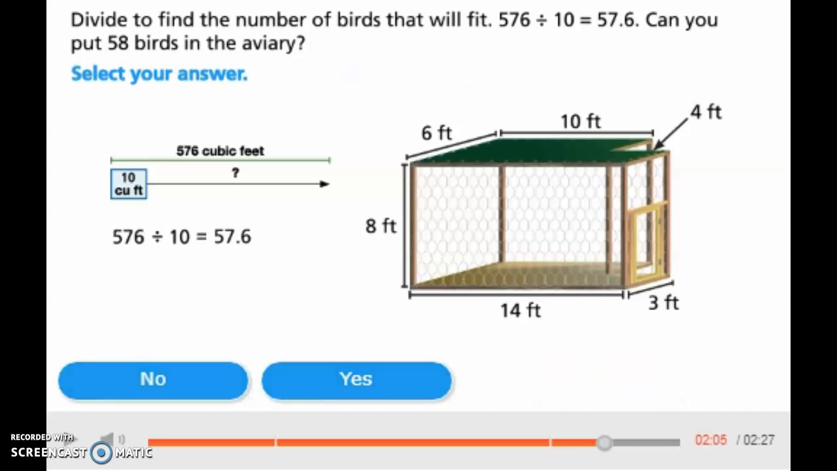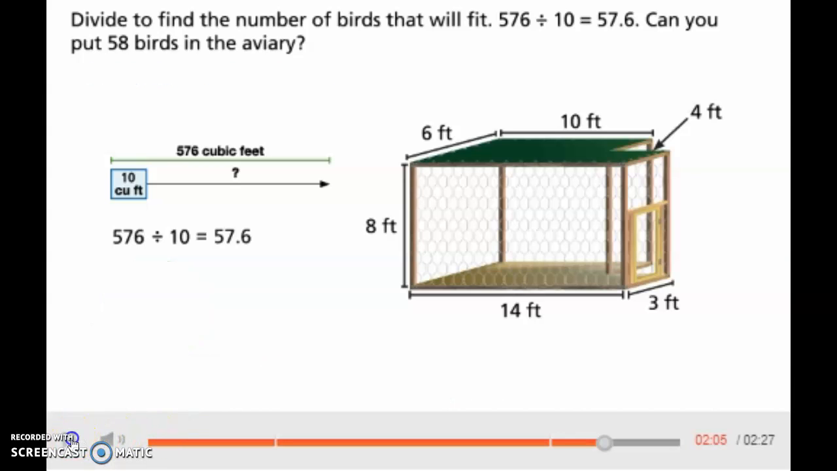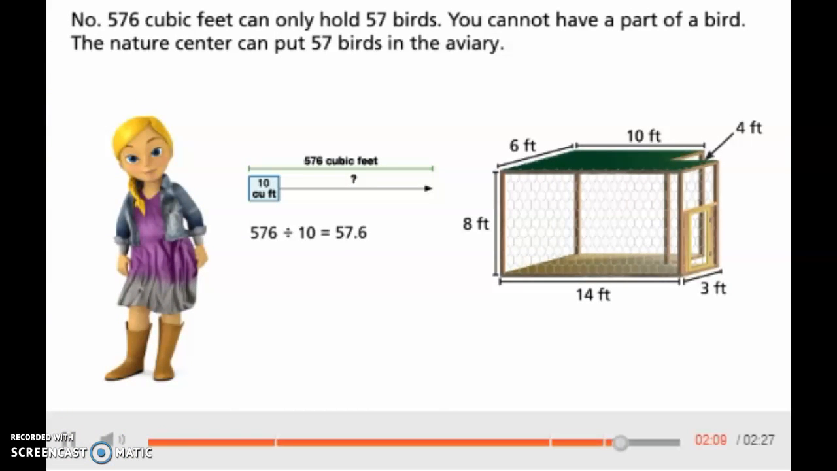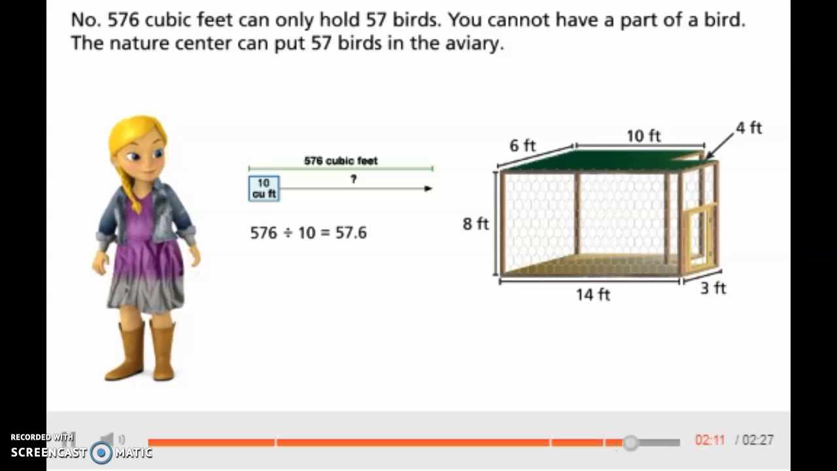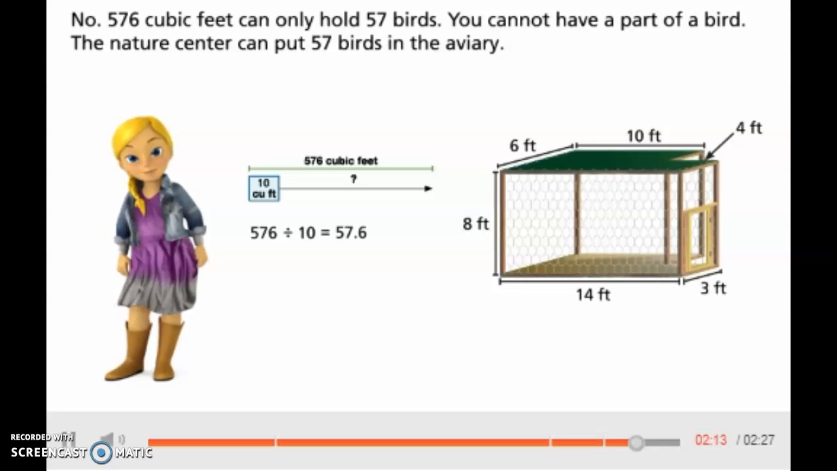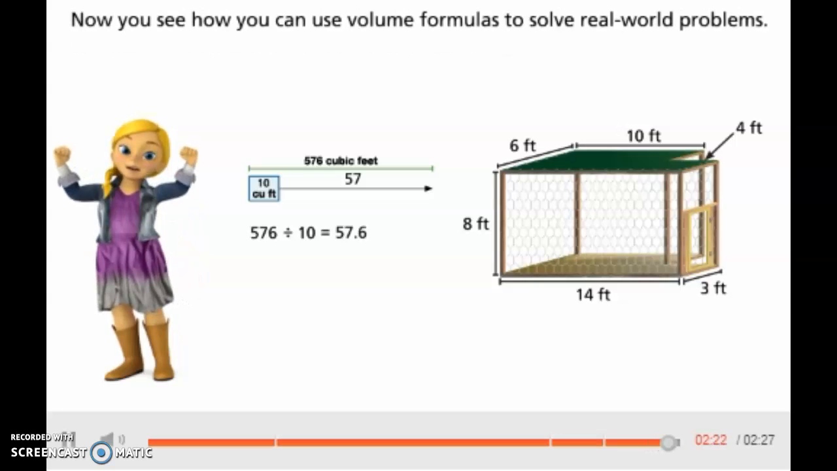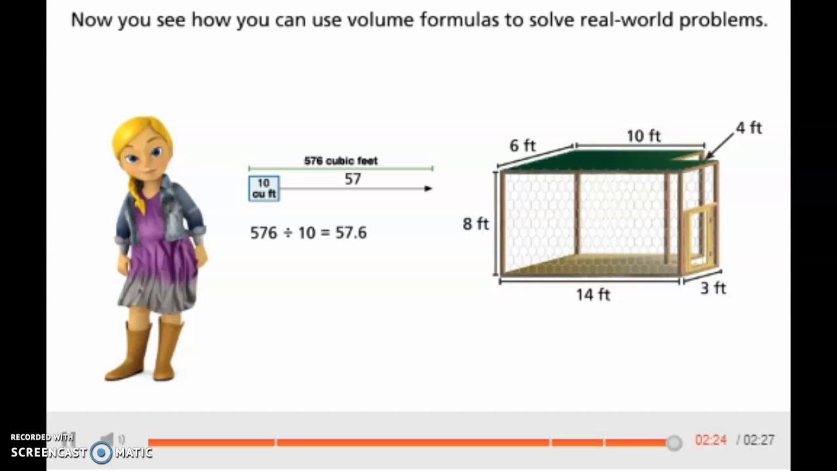Select your answer. No, 576 cubic feet can only hold 57 birds. You cannot have a part of a bird. The Nature Center can put 57 birds in the aviary. Now you see how you can use volume formulas to solve real-world problems.